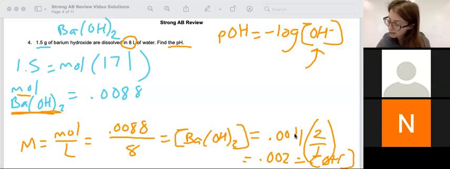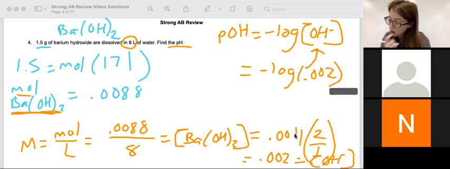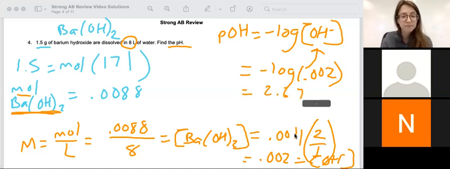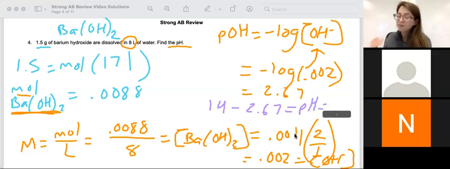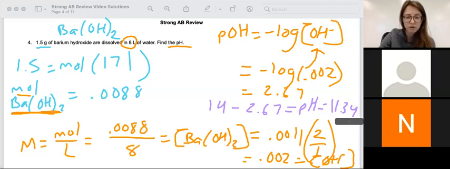Going up top, I can find the pOH by taking negative log of the hydroxide, which gets me 2.67. 14 minus that will get me the pH. If you got to 2.67 and you thought you were done, remember that this is a base. So our answer for pH better be above 7. And here I am getting 11.34, and I'm done.